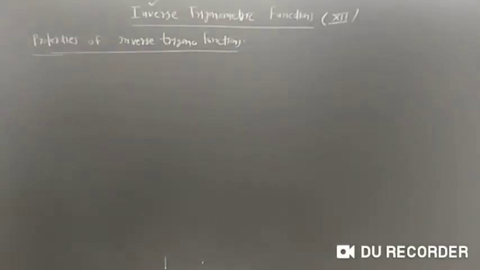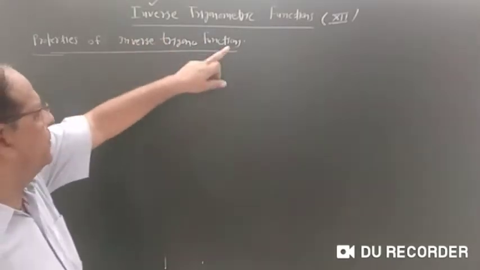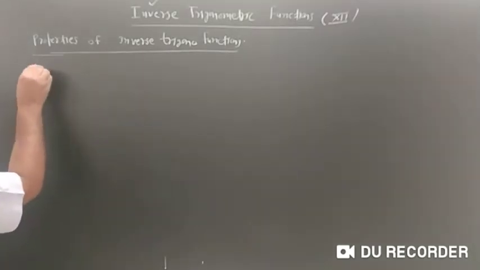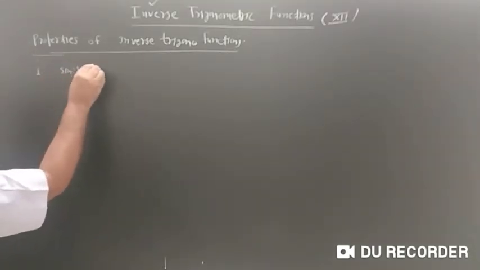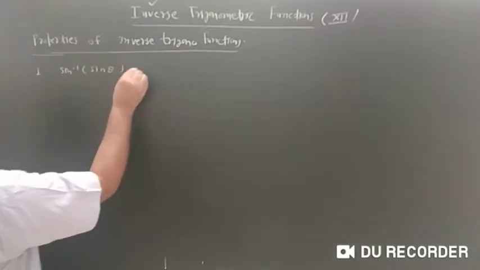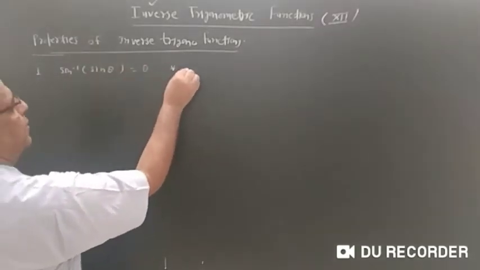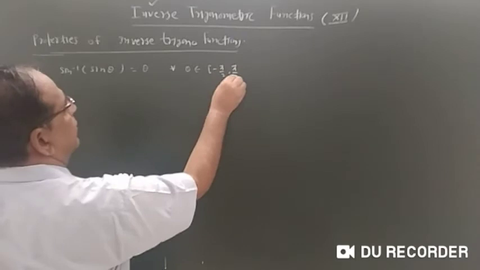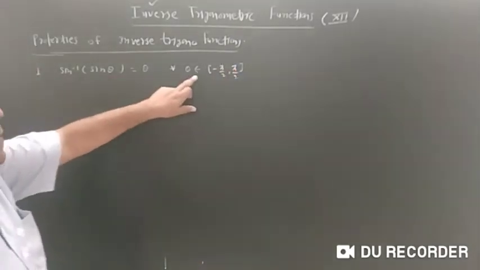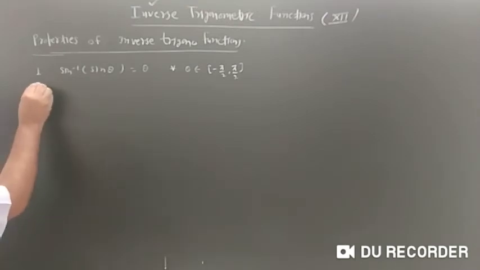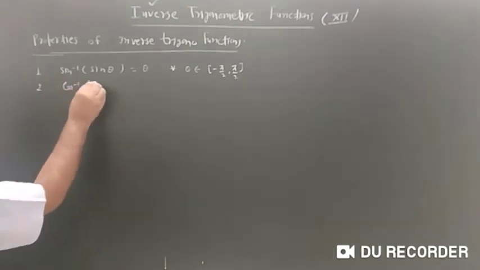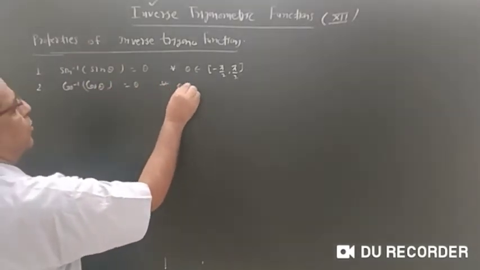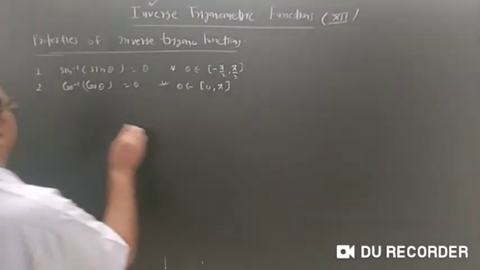Now the next topic in inverse trigonometric functions is the properties of inverse trigonometric functions. We start with first, sin inverse sin theta equals theta for every theta belonging to minus pi by 2 to pi by 2. That means the angle should be part of the principal value branch. Second, cos inverse cos theta equals theta for every theta belonging to 0 to pi, the principal branch.